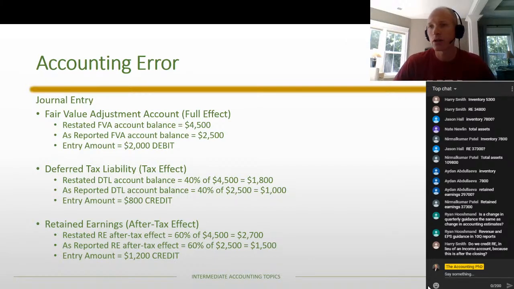Harry says, do we credit retained earnings in lieu of an income account because this is after? Yes, exactly.